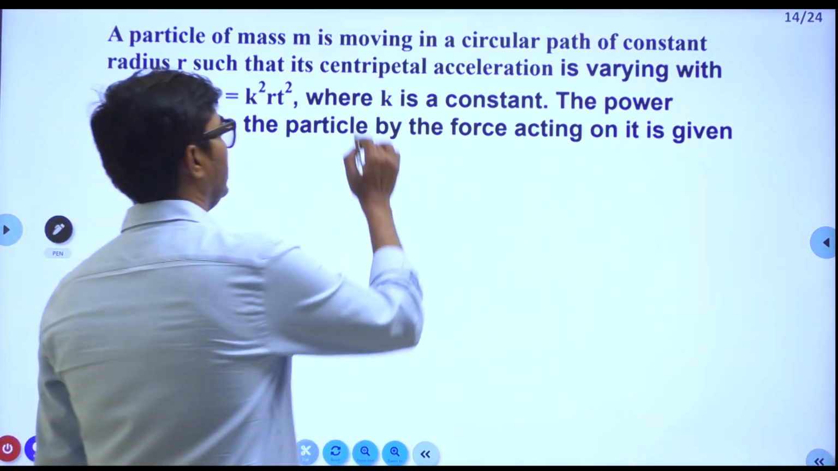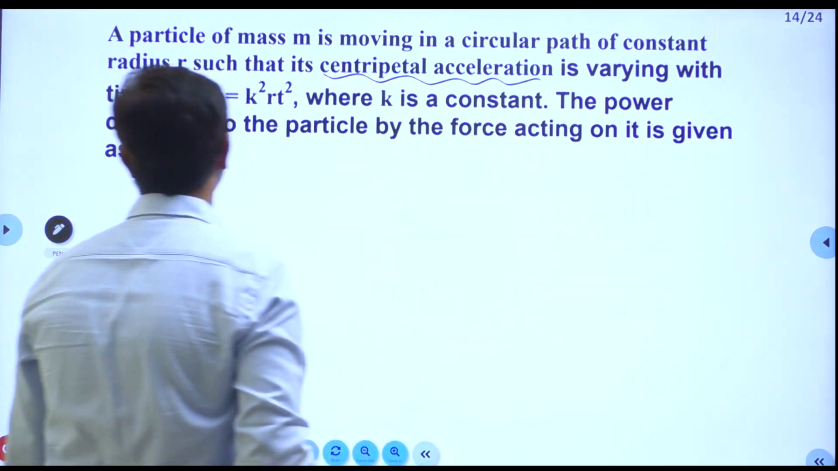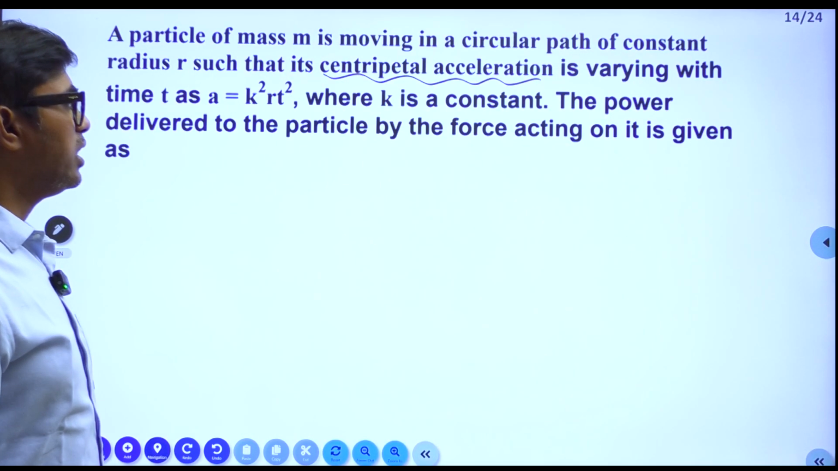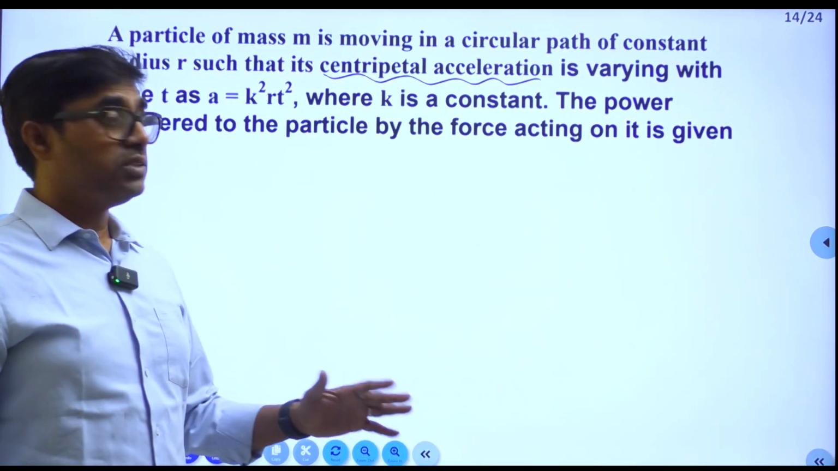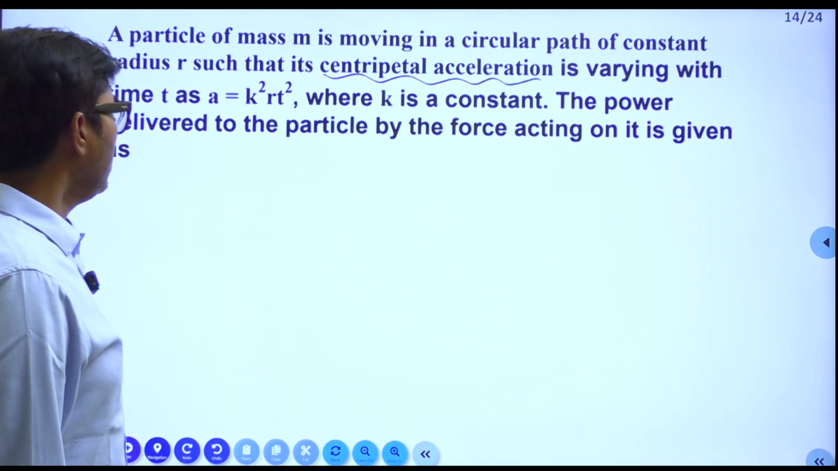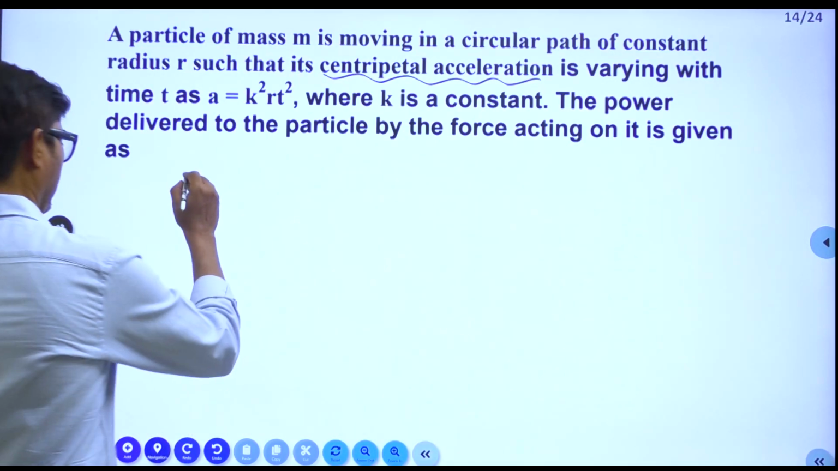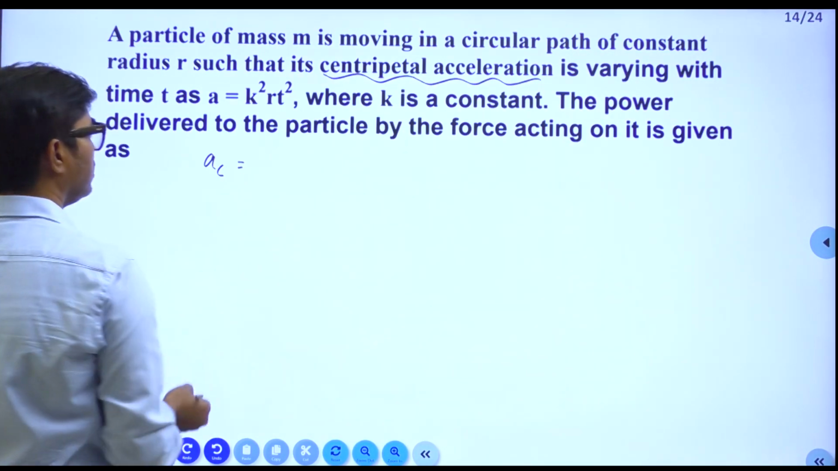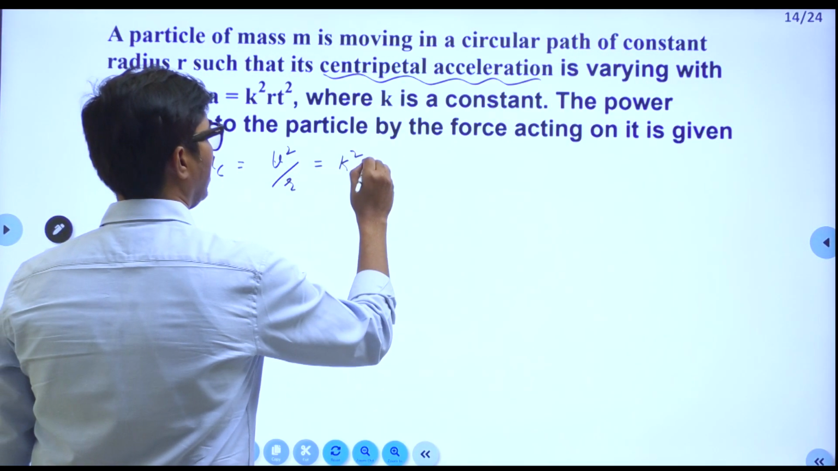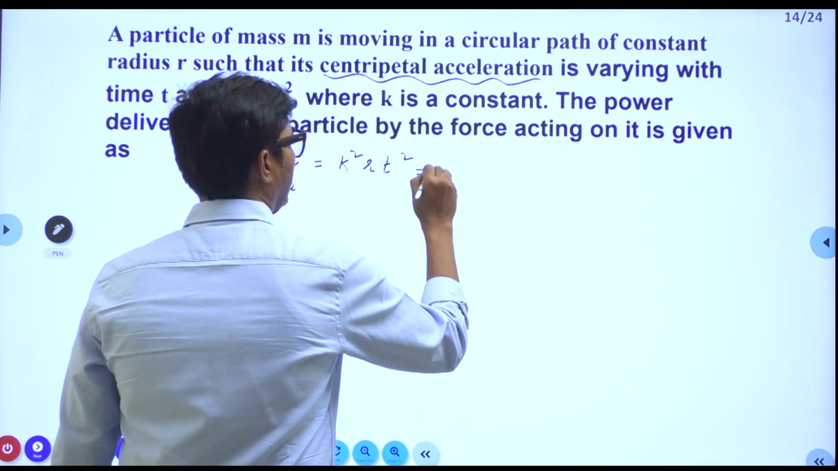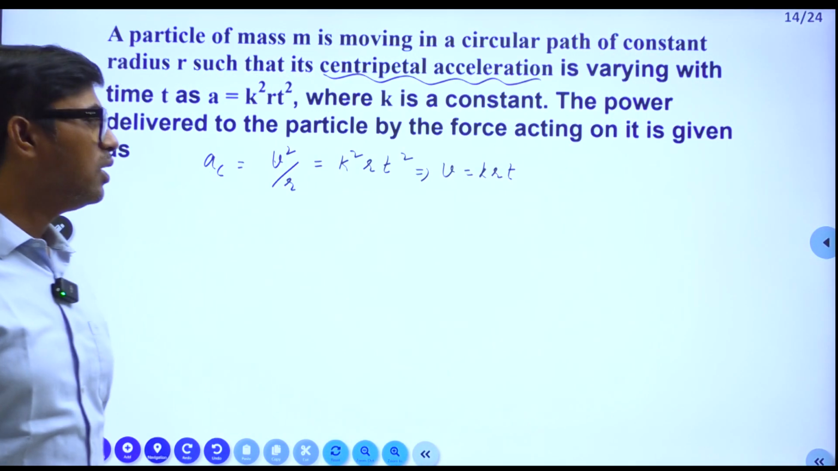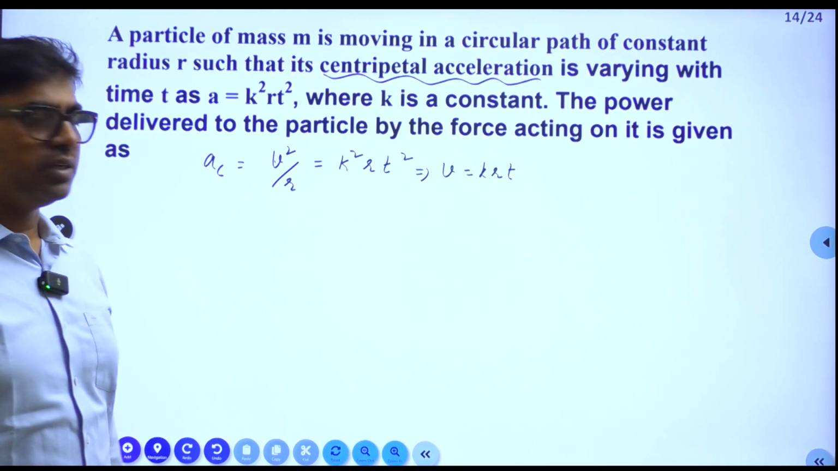A particle of mass m is moving in a circular path of constant radius r such that its centripetal acceleration is varying with time t as given. Then the power delivered to the particle by the force acting on it is given by? This question is taken from a similar kind of problem available. We need to find the power. So first of all, what is centripetal acceleration? V square by r. V square by r is given as k square r t square. So from there I will get V equal to ktr. That's the velocity we have.